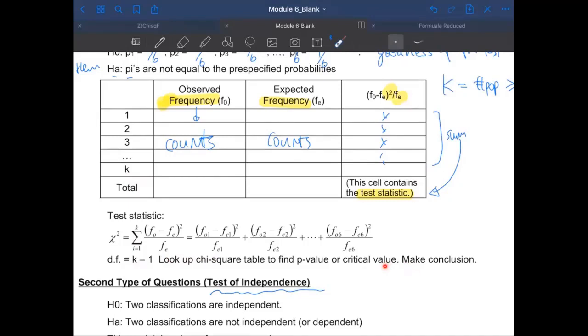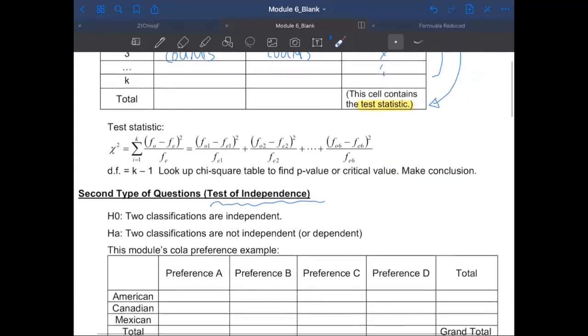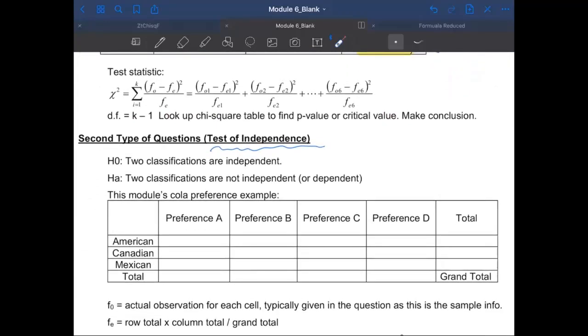I'm going to show you how this can be done using our example, right? Okay, and so this is the first set of example, the first scenario. You can use the chi-square test, also known as a goodness of fit test. Okay, the second scenario Cannon told us is the test of independence.